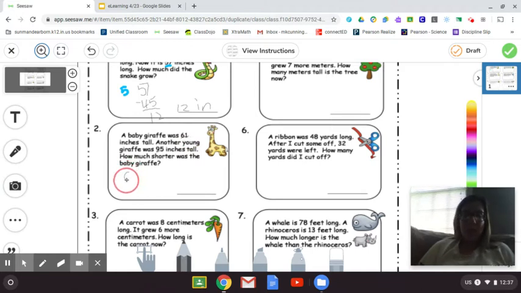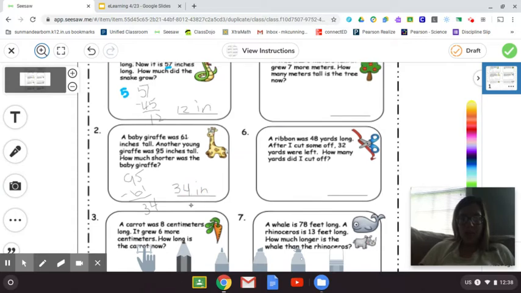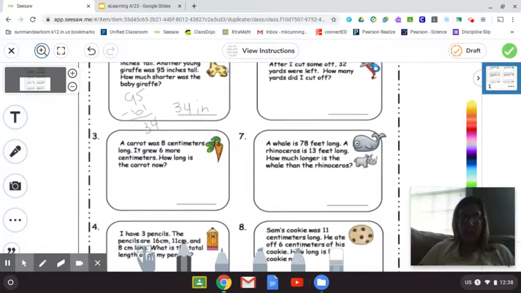So I would take 95 minus 61. And there'd be a nice 2, guys, because we're not going to have to borrow on this one either. So what's 5 minus 1? 4. 9 minus 6? 3. So that would be 34 inches. Okay? All right.